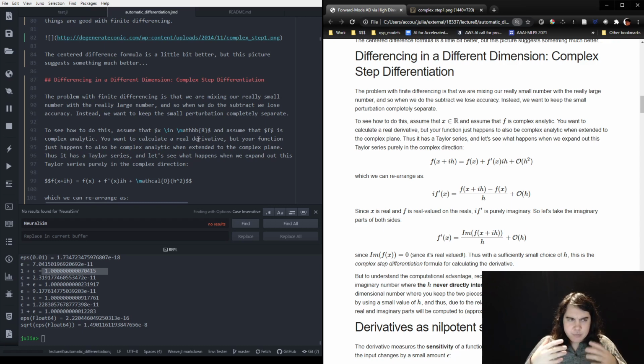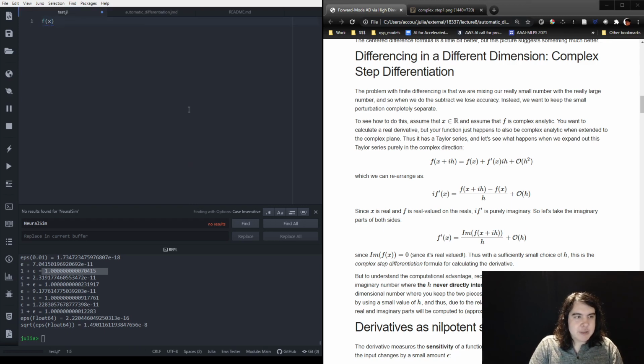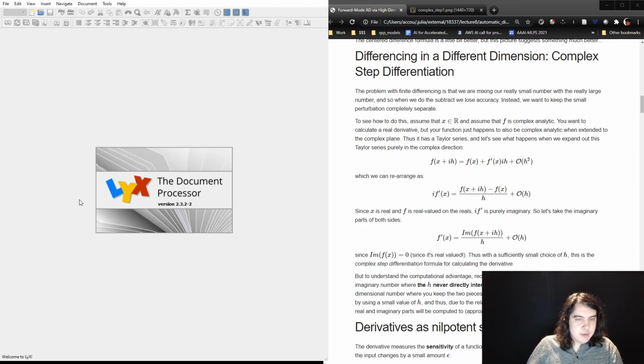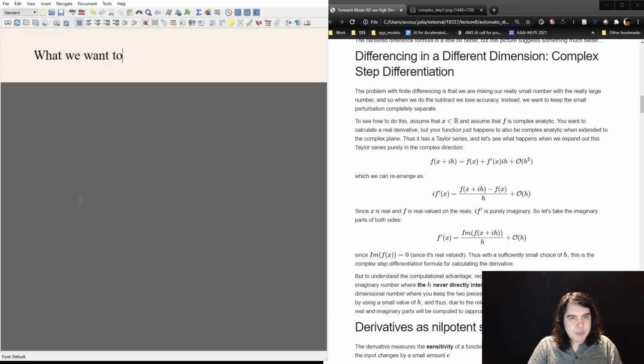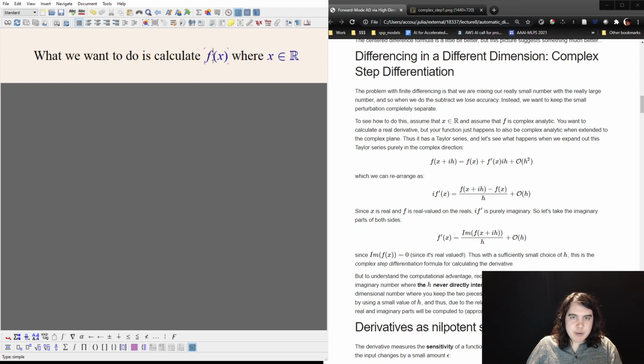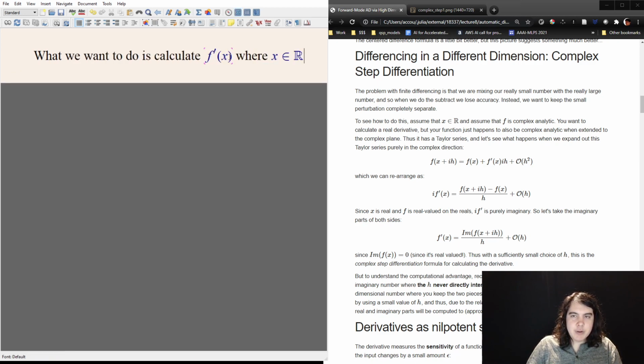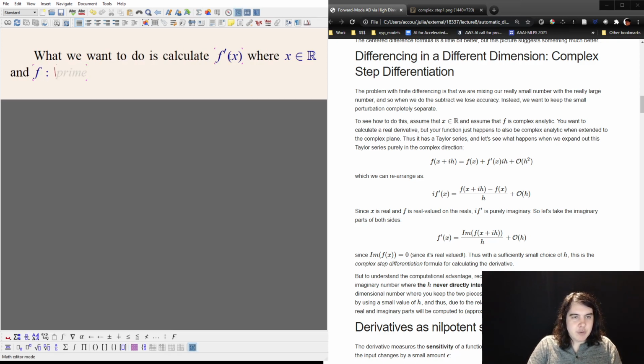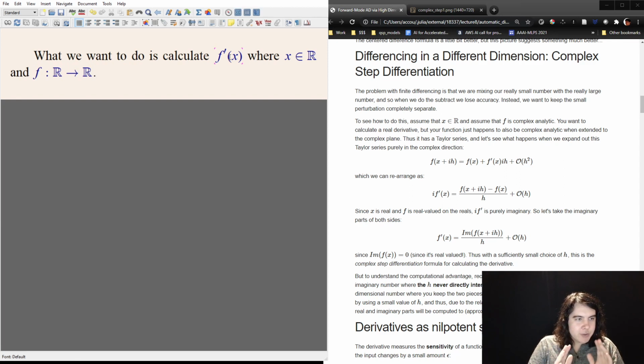So to see this trick, let's say we want to calculate f prime of x, where x is a real number, and f is a function from the reals to the reals, ℝ → ℝ, right? So we want to do a computation in just the real numbers, but f of x is analytic, right?